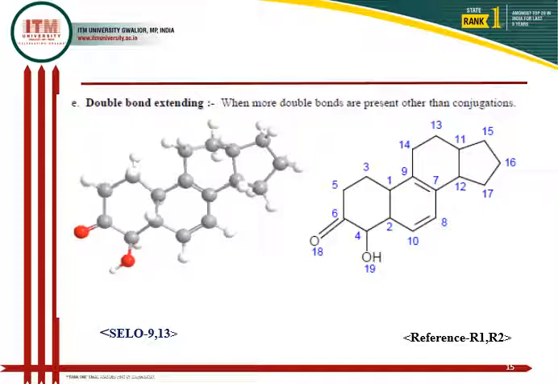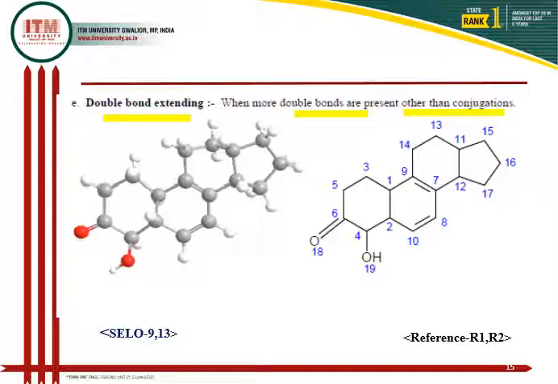Now the next point is double bond extending. How do we understand whether the double bond is extending or not? When more double bonds are present other than the conjugation, that is called double bond extending. So take the conjugation part and then see whether some extended double bonds are there or not.